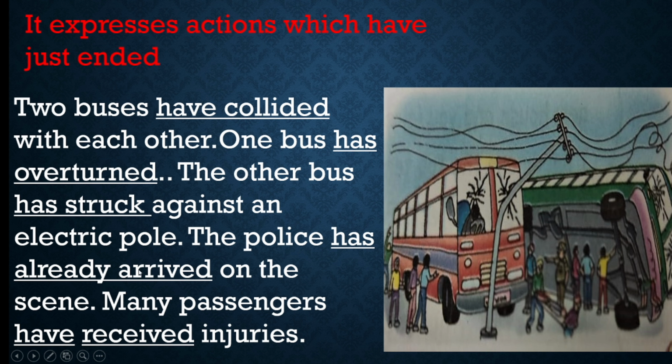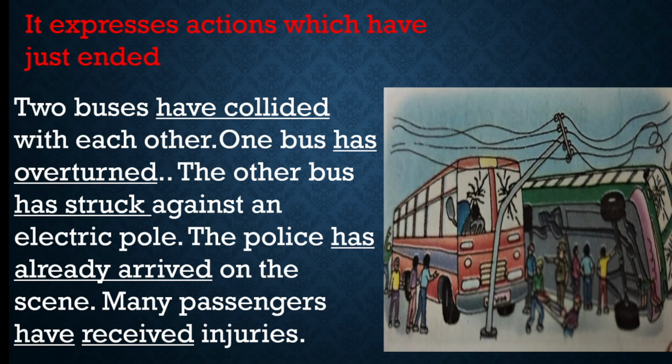The police has already arrived. Police is singular, so has. See here, you can see the police on the scene. Many passengers have received injuries. So here you see all the underlined words like have collided, has overturned, has stuck, has already arrived, have received. All these are present perfect tense. But it expresses an action which has just ended. See, it's just over. But the effect of that you can see.